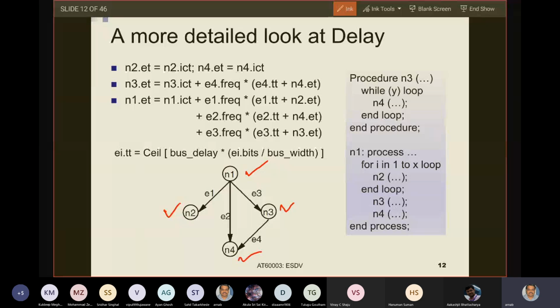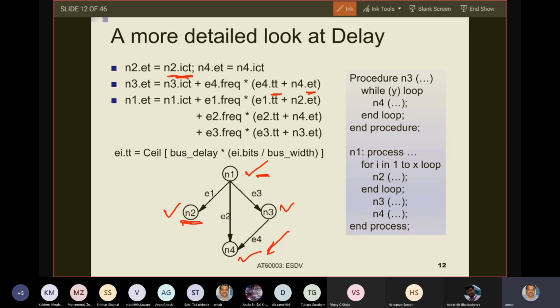The internal computation time of each of these functions is referred to as ICT. So n2.ict refers to the internal computation time, that means the time taken by the code inside this function to execute. In addition to this, you also have TT, which is transmission time, and we will see how it is used, and ET, which gives you the total execution time.